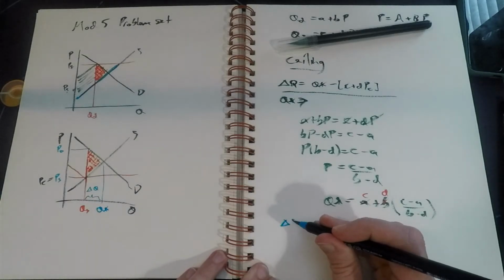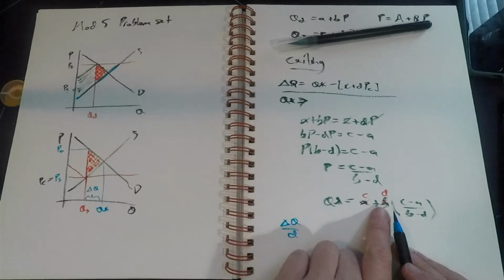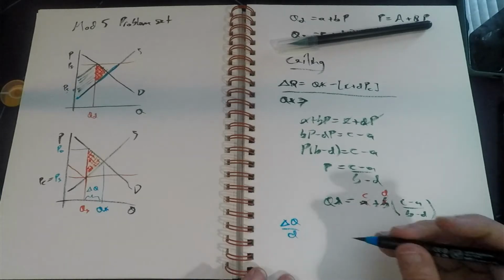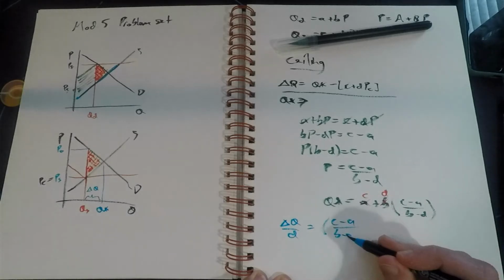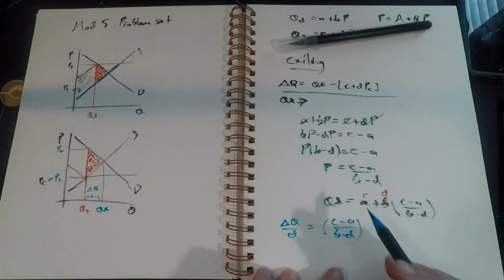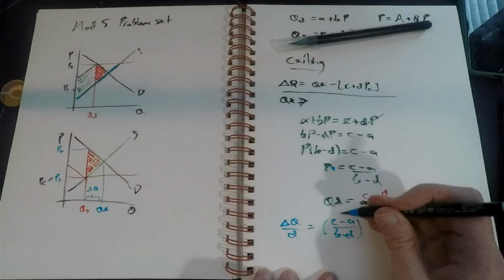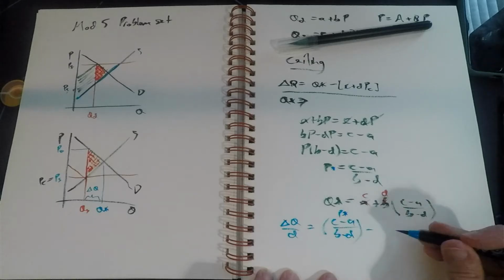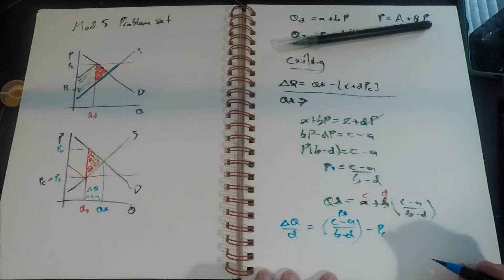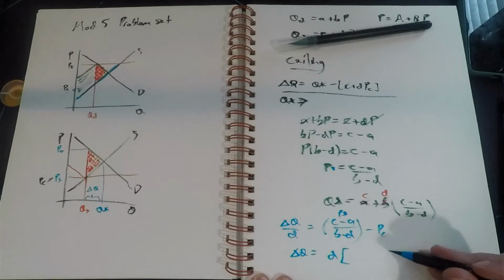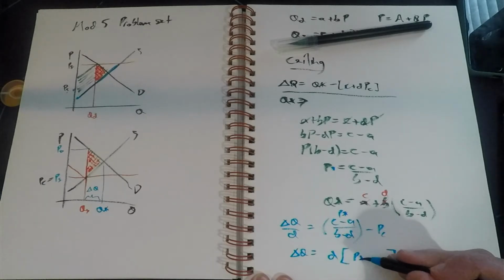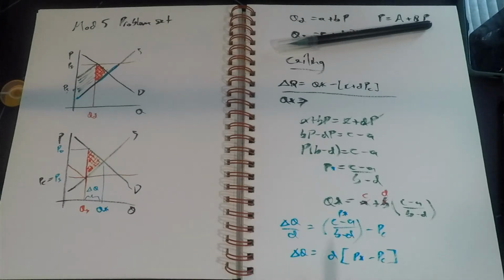So delta Q over D, I'm going to divide both sides by D just so I'm dealing with this, is going to be C minus A over B minus D. This is P star, minus our price ceiling, whatever that happens to be, and so delta Q equals D times this whole thing, P star minus PC, where P star is this figure over here. All right, so we found delta Q.